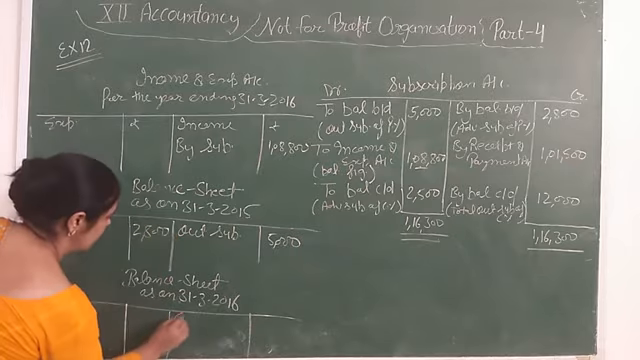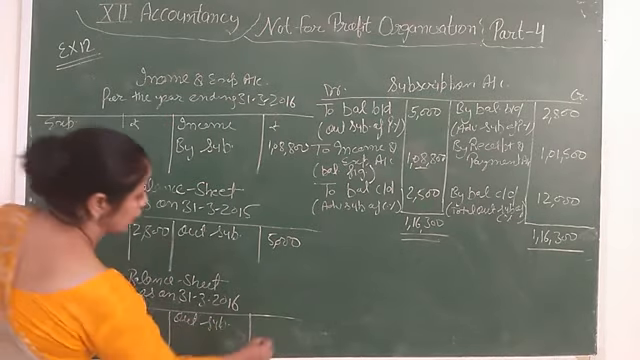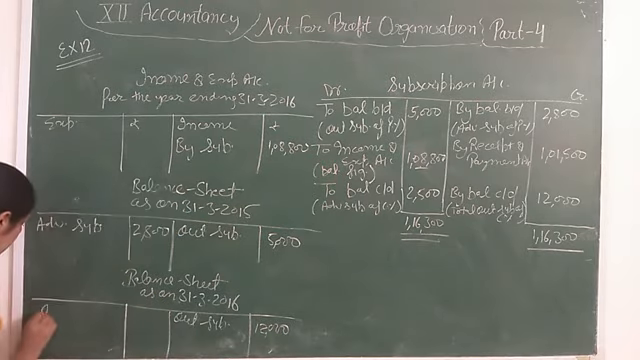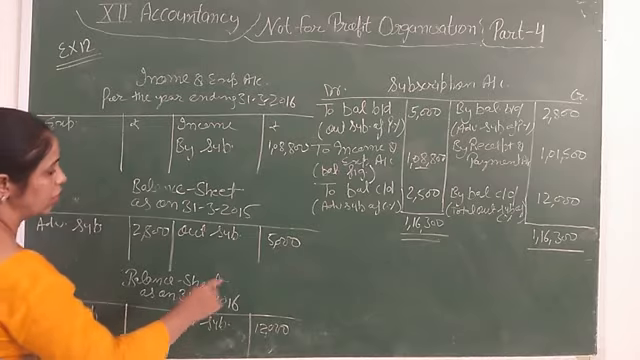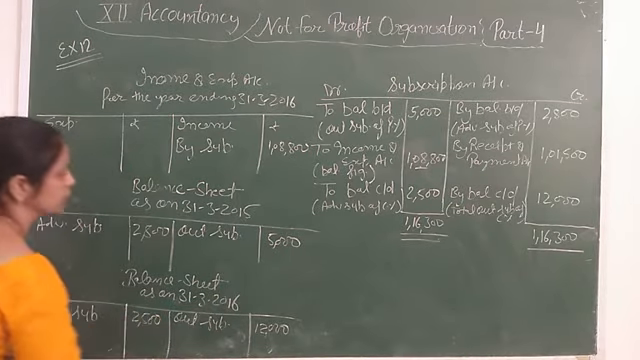Okay. Same like this in the current year. Total outstanding subscription we will write in the balance sheet is 12,000. And here the advance subscription of the current year is 2,500.